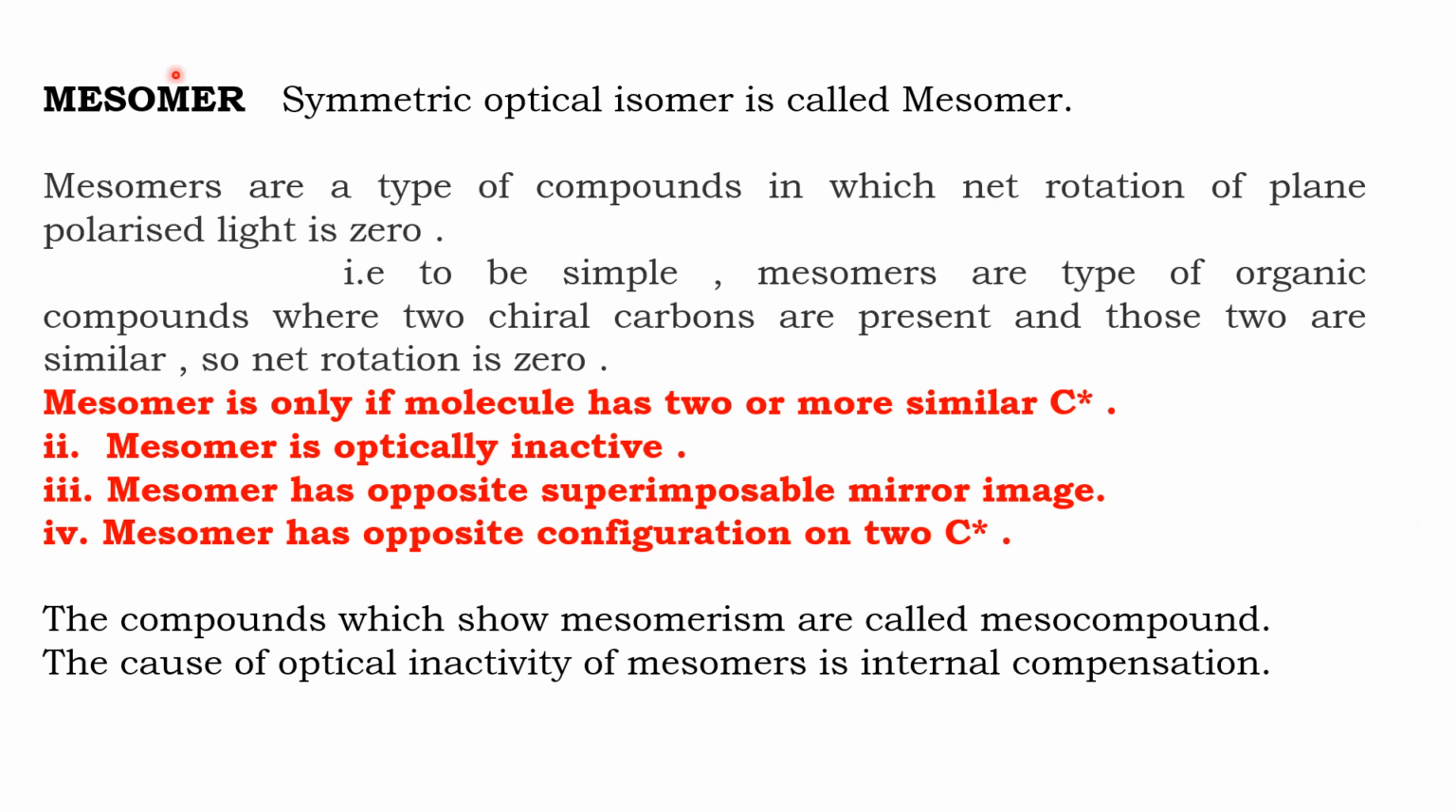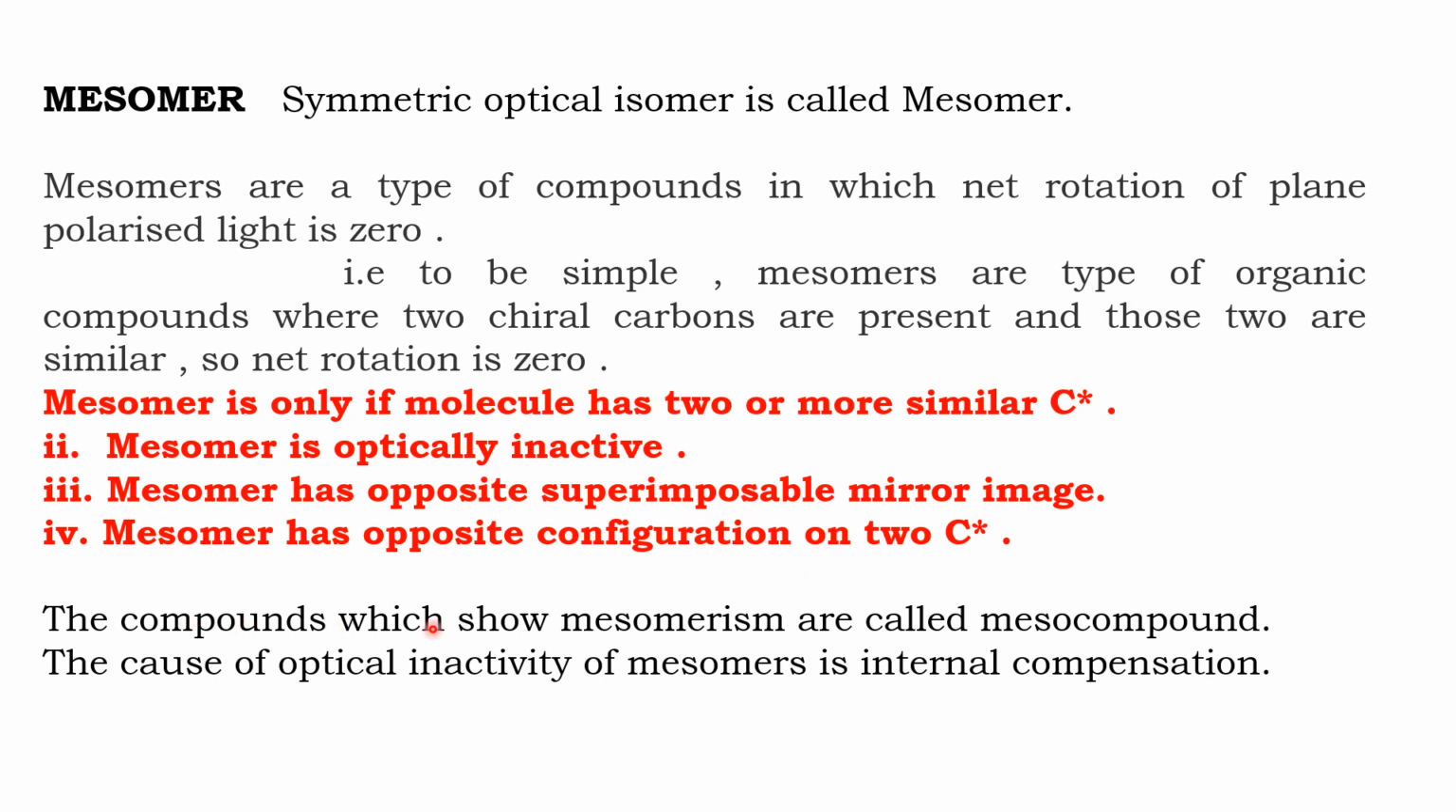Hence, we could explain meso compounds are symmetric optical isomers, and they are compounds in which the net rotation of plane polarized light is 0, and this is due to the internal compensation. They contain two or more chiral carbon atoms, and mesomers are optically inactive. They have an opposite, superimposable mirror image. Mesomers have opposite configuration on the asymmetric carbon atoms.